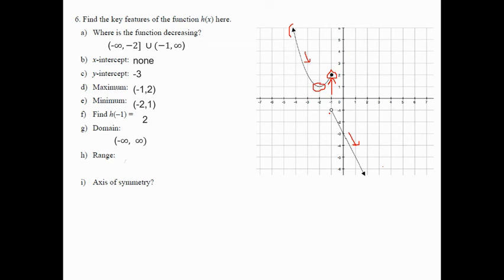The range, however, does jump. We're coming in the range from infinity all the way down to the lowest point here at 1, unioned with -1, notice that's parentheses, to negative infinity. Do we have an axis of symmetry? No, we don't. So when they're talking about key features here, these are the types of things they ask you for: increasing, decreasing, domain, range, x-intercept, y-intercept, maximums, minimums, and then they may ask you for certain points off your graph as well as axis of symmetry.